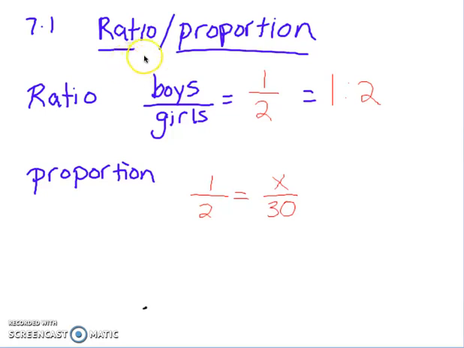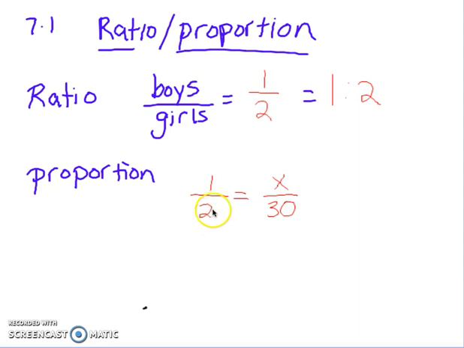These are our ratio proportion notes. For our first ratio, we have boys to girls, and if our ratio was 1/2, that's the same as saying that there is 1 boy to every 2 girls, so our ratio would be 1 to 2.